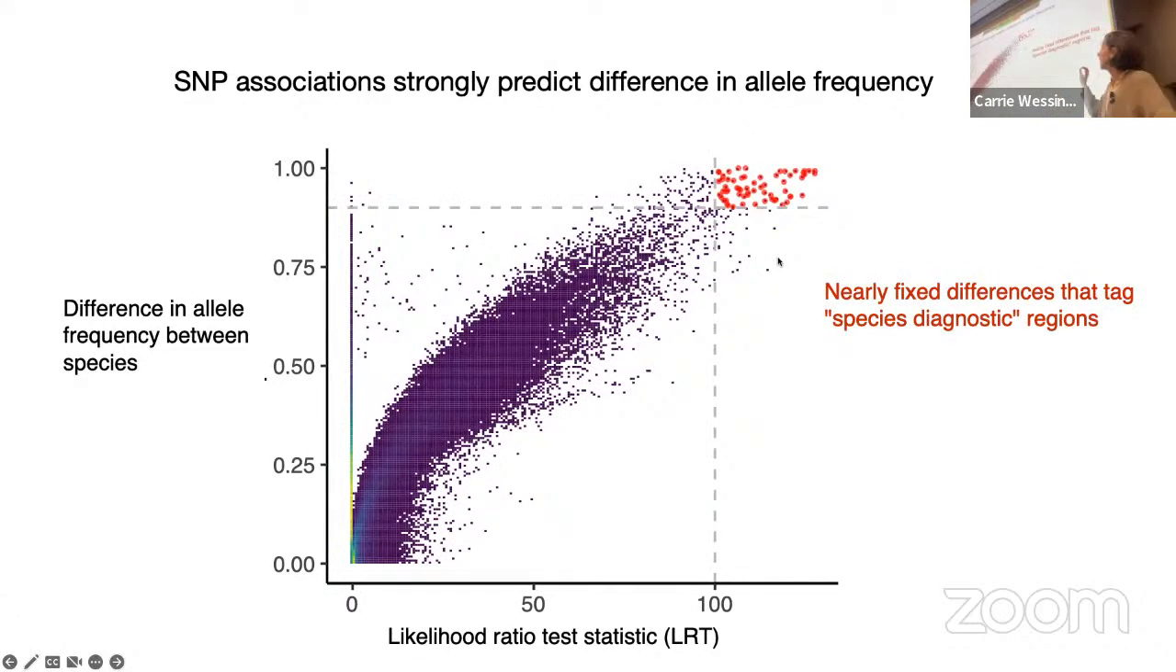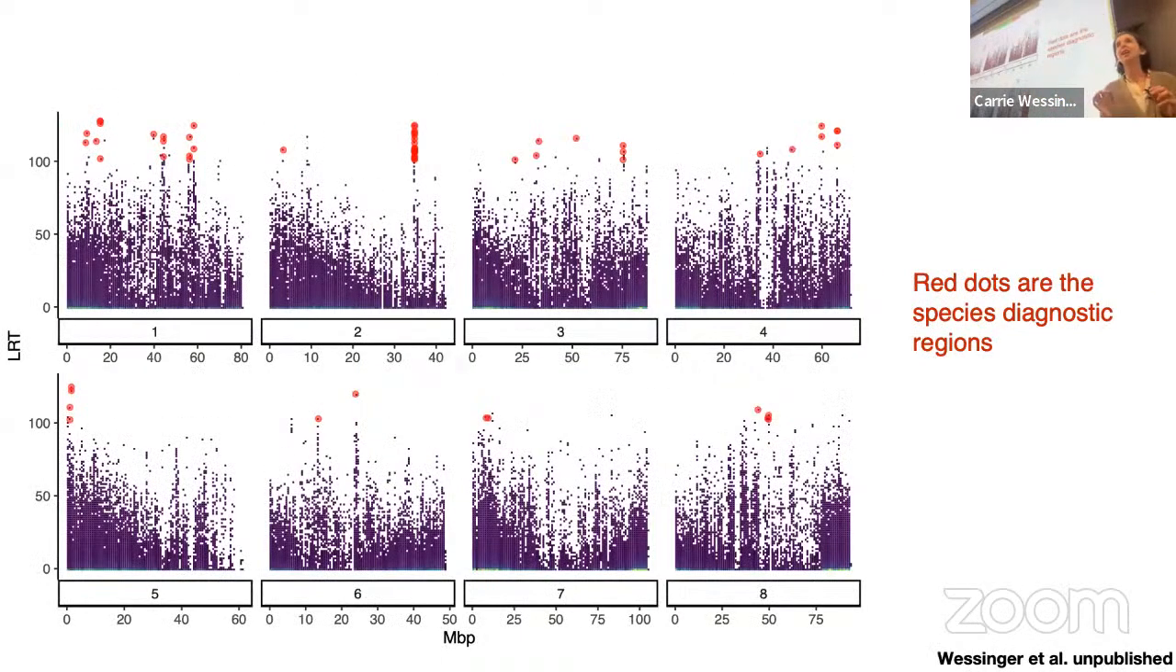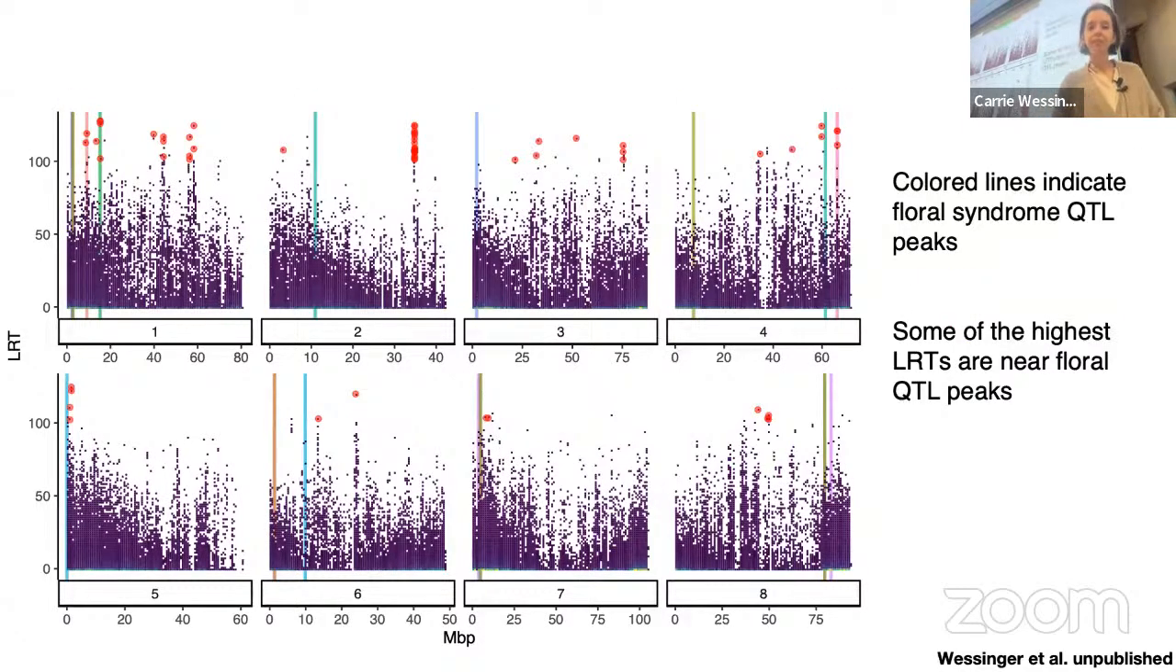And we can consider a set of nearly fixed SNPs with high significance as a set of species diagnostic loci, okay? And these outlier SNPs tag about 20 regions throughout the genome. They're sprinkled throughout the genome, and of course, we know the positions of our floral trait QTLs, so we can add those on the plot. And we see that some of our highest SNP associations with species identity are located right on top of those floral trait QTL peaks.